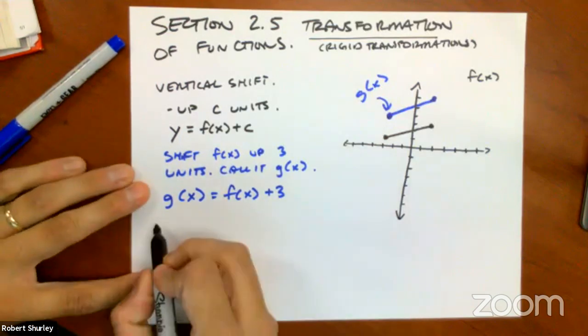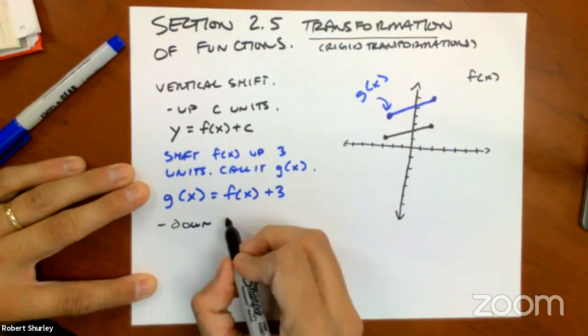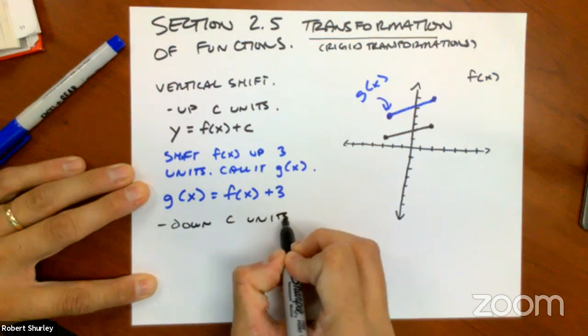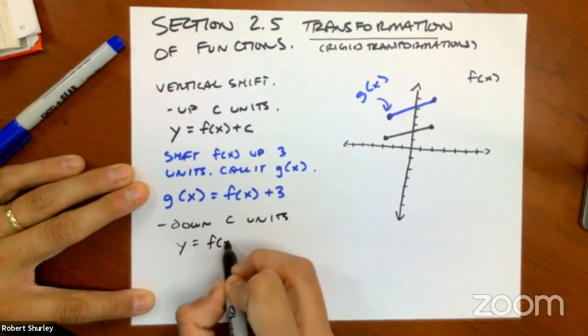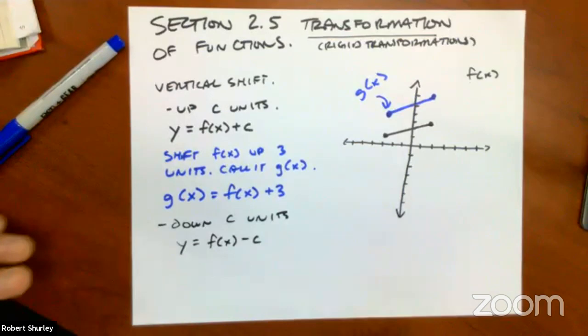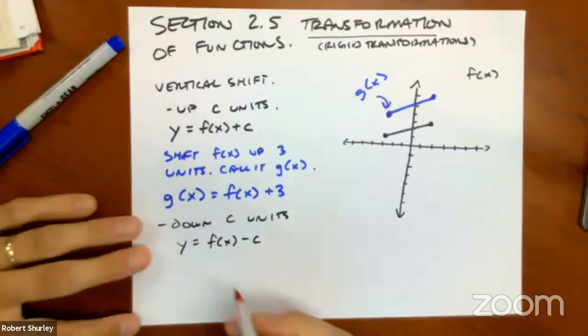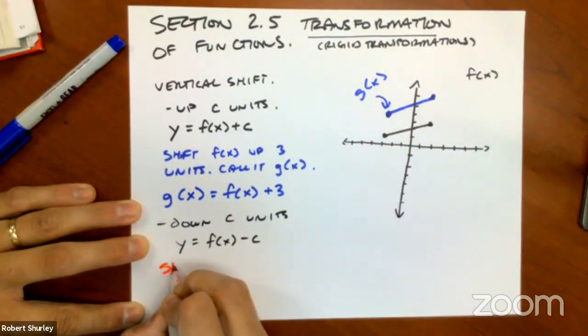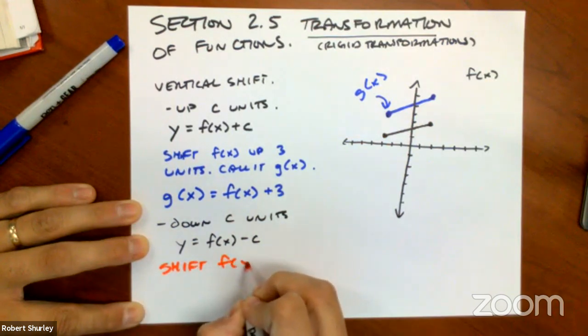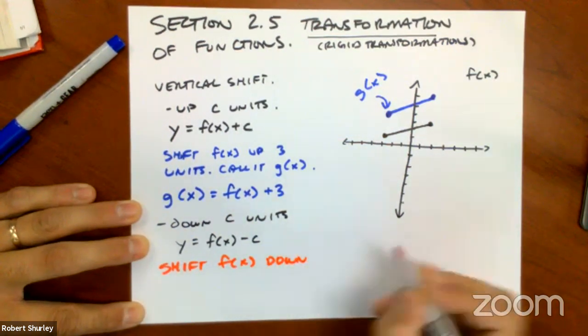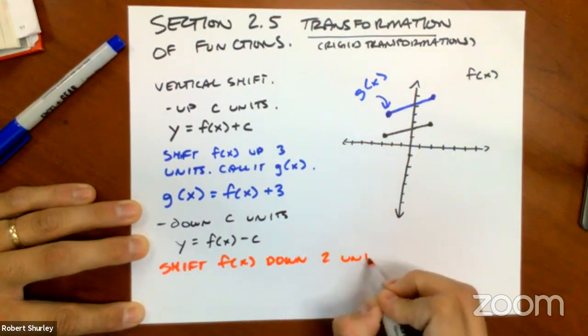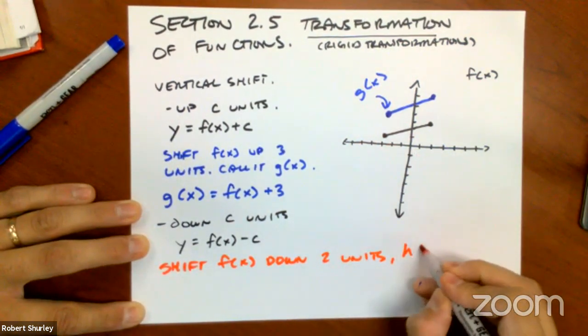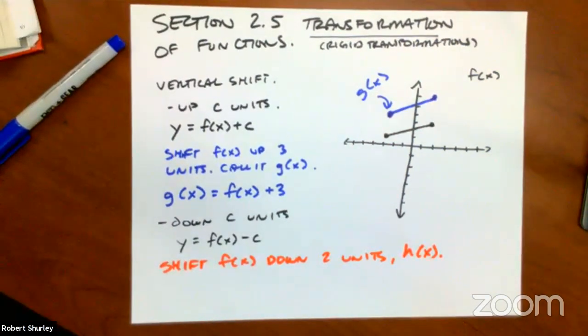So if we want to go down c units, all you have to do is subtract c from the outside. Okay? So let's do this one in red. So say we wanted to take our f of x, remember our original f of x here, and we want to shift f of x down, let's just do 2 units. And we'll call it h of x, okay? We're going to shift f of x down 2 units, and we're just going to call it h of x.